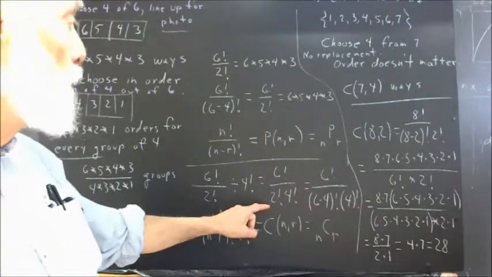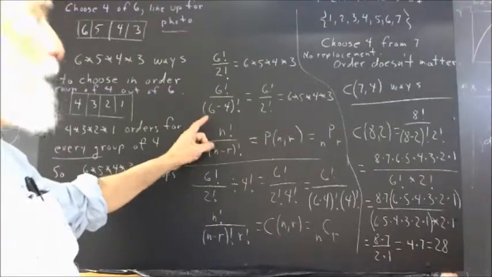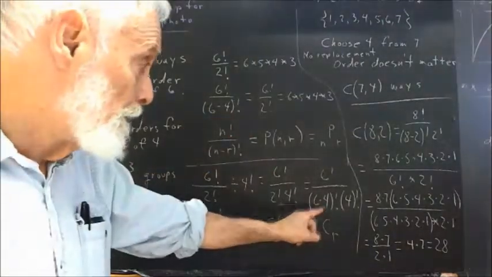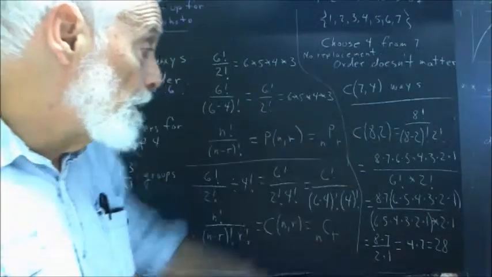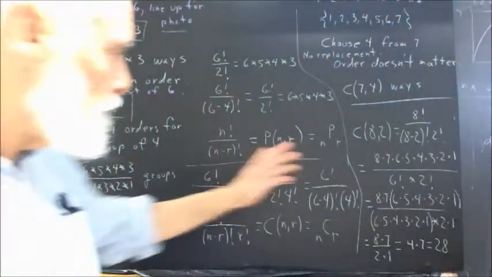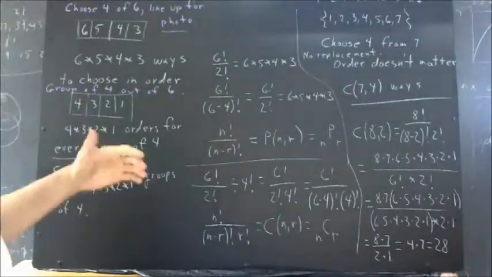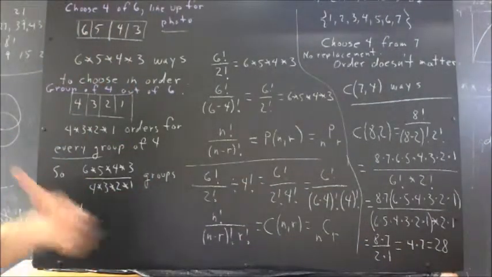Now, we recall where the 2 factorial came from. It came from 6 minus 4 factorial. So now we have 6 factorial over 6 minus 4 factorial multiplied by 4 factorial, and that's the number of ways, this number of possible groups.